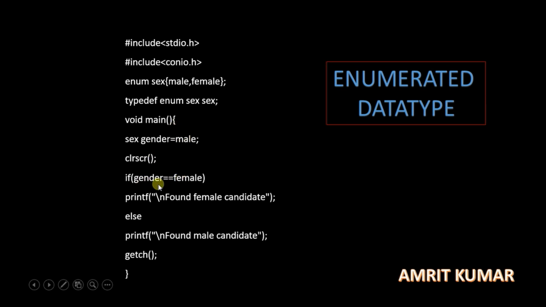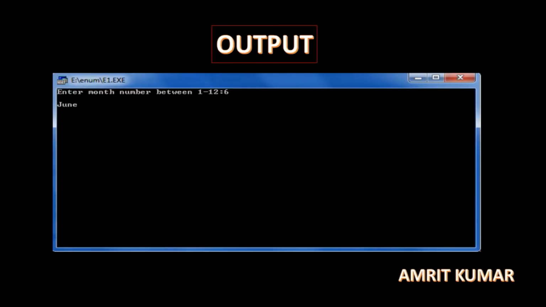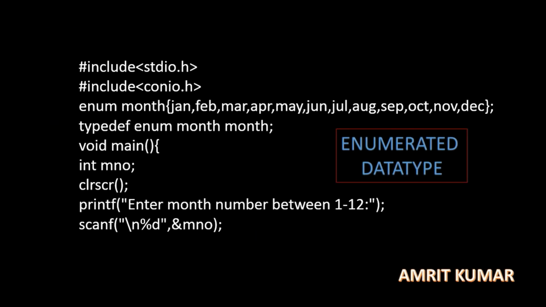And if we are writing gender equal to female, it means this is not going to execute. Found female candidate is not going to execute. The else part is going to be executed because gender contains male in it. Because this condition is false, therefore else is going to execute. So this is the way we can use the concept of the enumerated data type in C language. This is a very good example of the enumerated data type in C language.